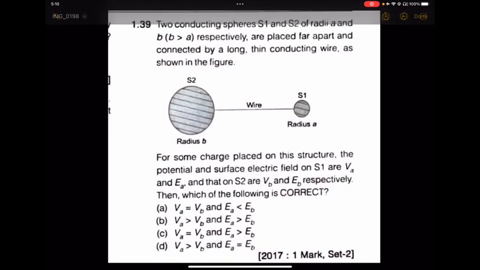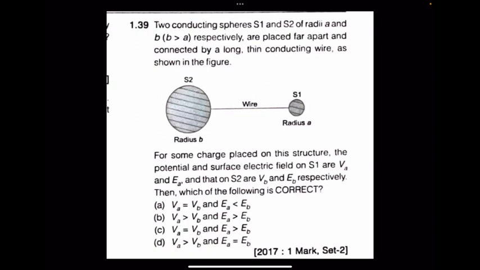Another problem. Here, two conducting spheres, S1 and S2. It's connected by a small, thin wire. One has a bigger radius, the other has a smaller radius. Some charge is placed on this structure. They are asking what will be the potential and electric field, which will be greater, which will be lesser, things like that.